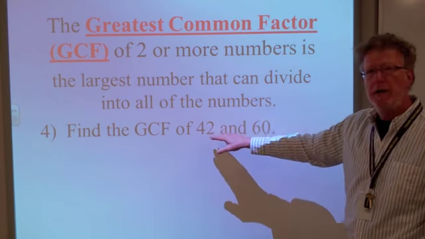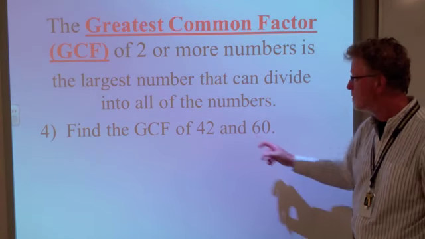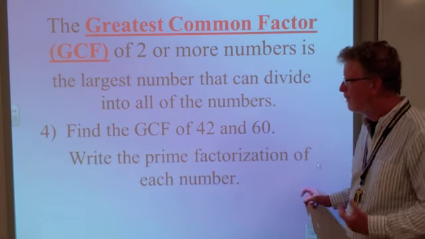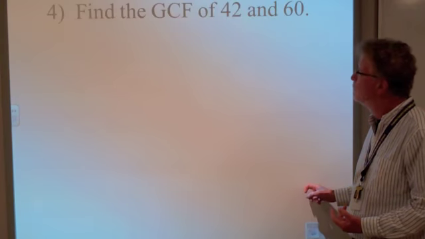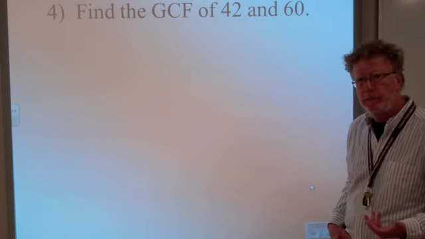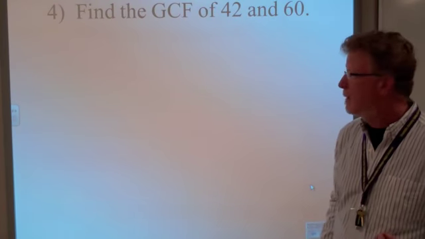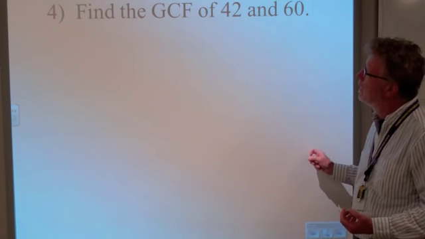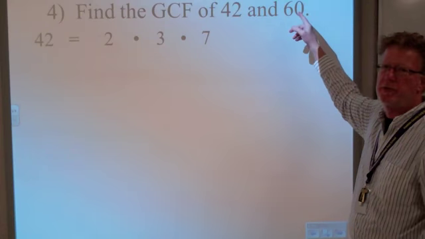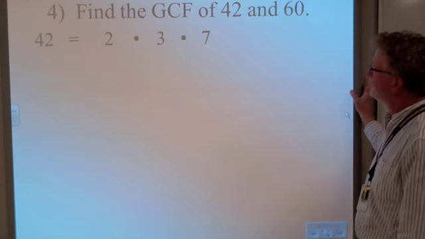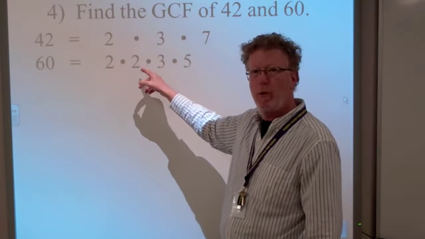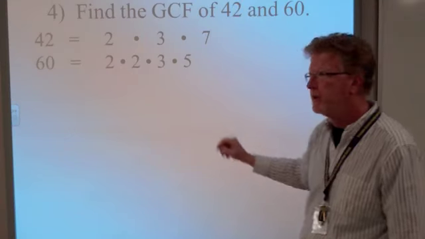Well, the first thing you have to do is get the prime factorization of each of these numbers. And 42 we can start out with as 2 times 21. And so 42 can be written as 21 times 2, and then 21 can be written as 3 times 7. And then we have 60, which of course is divisible by 5, 3, and 2. So we've got 2 times 2, which is 4, times 3, which is 12, times 5, which is 60.